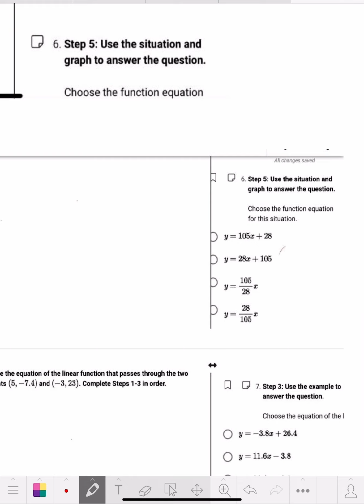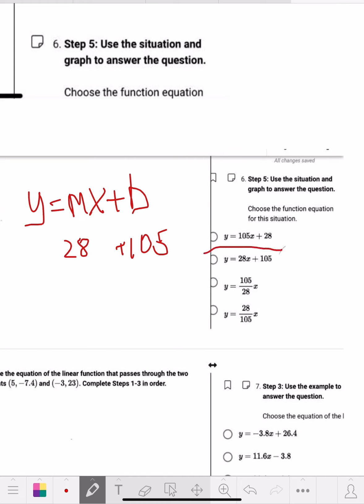Now, it's saying choose the function equation for this situation. So we know it's y equals mx plus b. I'm not even going to look over the answers, but we know the slope was 28, remember? And we know the b was 105, and it's a positive 105. Right? So, hey, any of those answers look like that? Yeah. Look at the second one here. That's got 28.